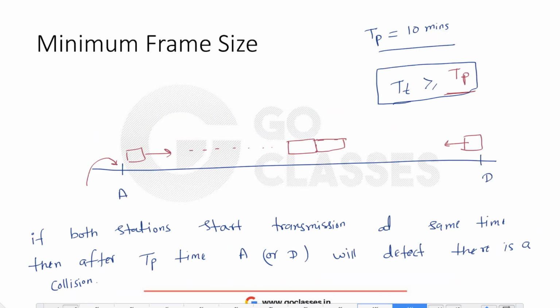Now let me consider one scenario. Suppose that A has some data to send and A is sending some data to D. Then the first bit of whatever A is sending arrives at D. Just before it arrives, D will sense whether the medium is free or not. Since the bit has not arrived at D, D will think that the medium is free, right? So D will also start sending the data, and the moment D starts sending, there will be a collision here.